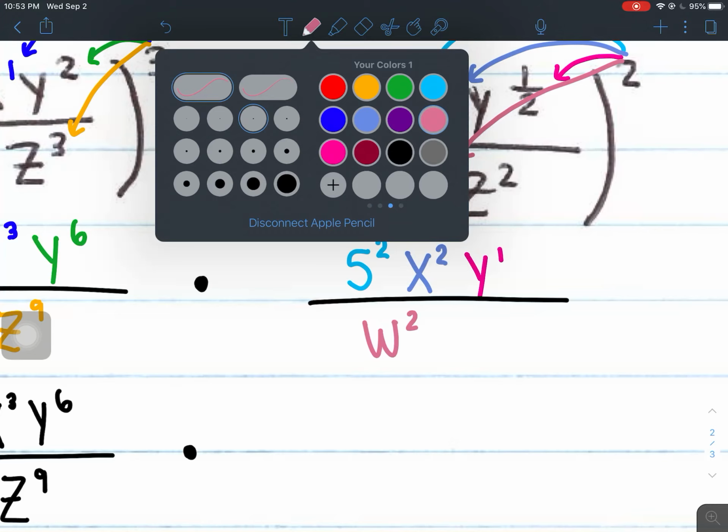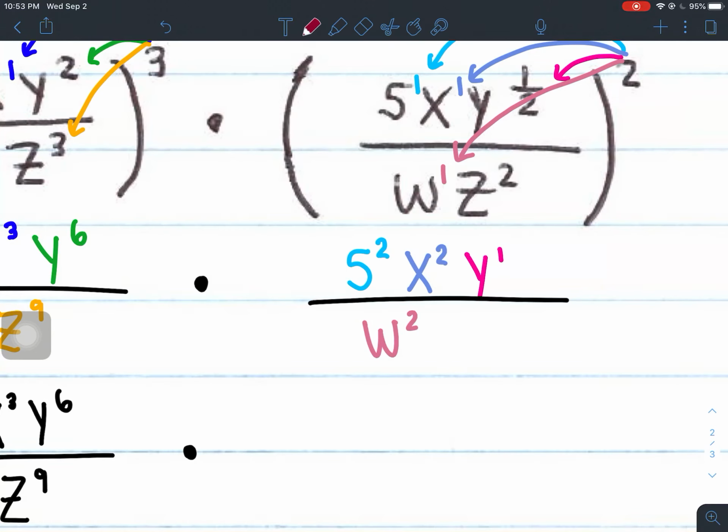What color have I not used yet? I feel like I've used a lot of these. I'll use this burgundy color, okay? And then I have z, so I'm going to multiply those exponents together. 2 times 2 is 4.